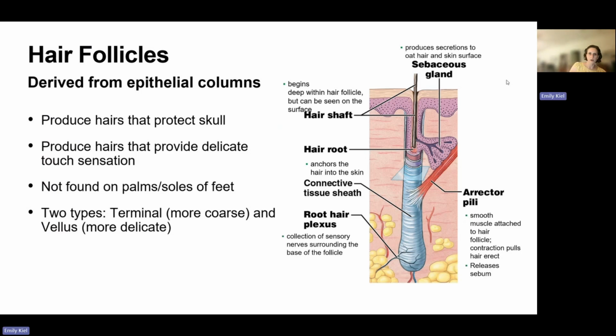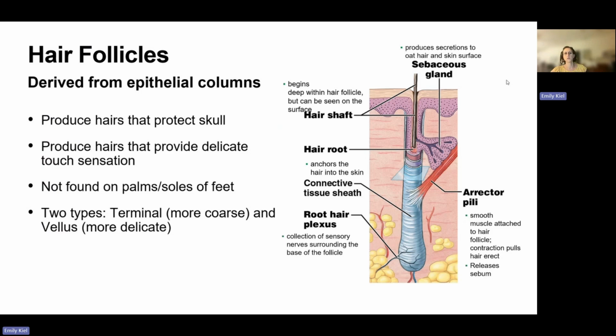So first, let's look at our hair follicles. These are derived from epithelial columns. And we're going to see that these produce the hairs that protect the skull. Hair follicles produce hairs that provide delicate touch sensation. There are no hairs on our palms or the soles of our feet, and there are two types of hairs. So there are terminal hairs that are more coarse, and then vellus hairs that are much more delicate.